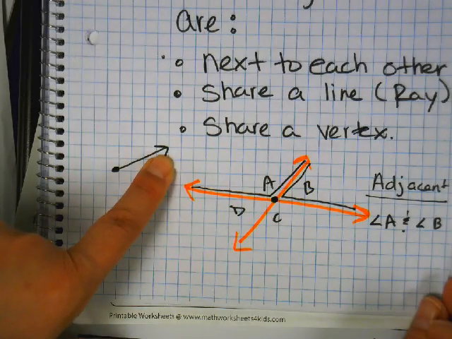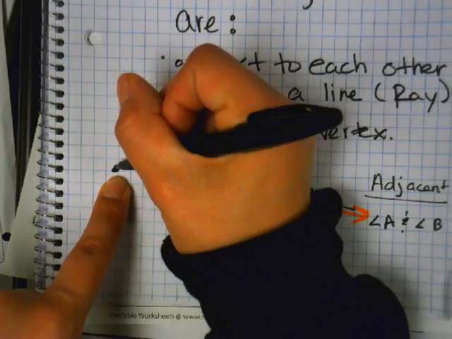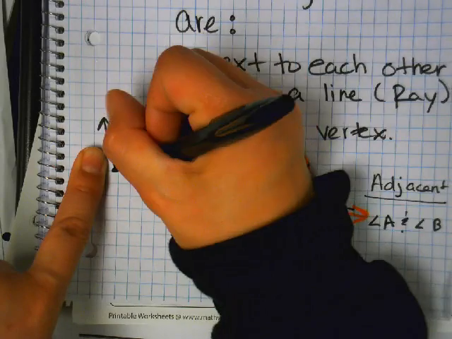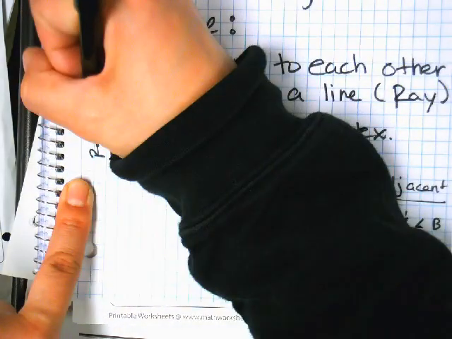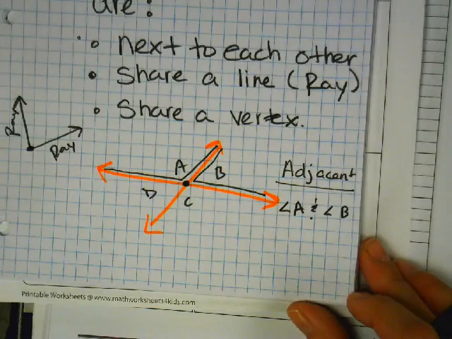That's called a ray. An angle is created by two rays. Here's one ray, here's another ray. Two rays make an angle. If you put them together by the vertex, they're called an angle. Anyways, you don't need that until high school.